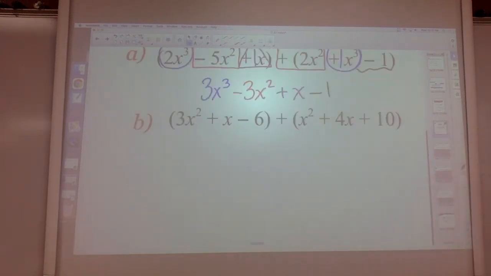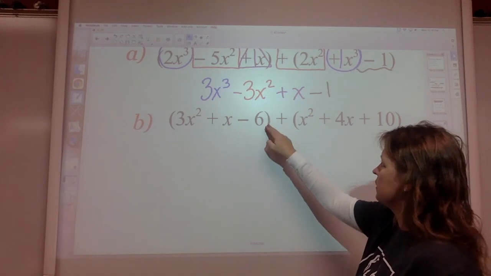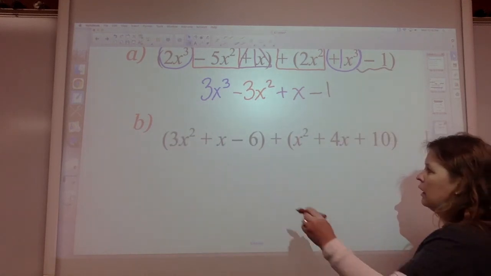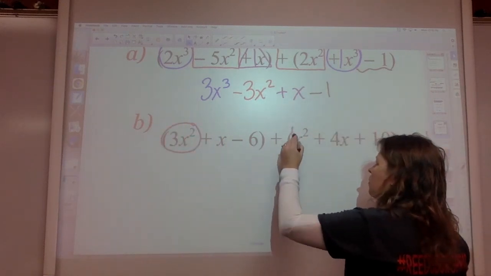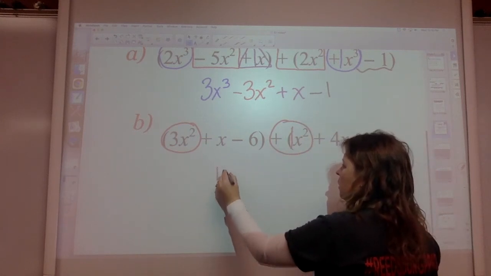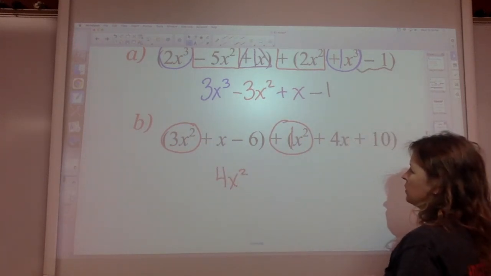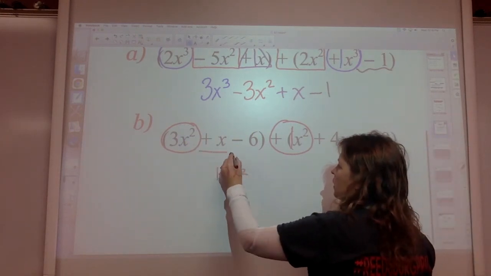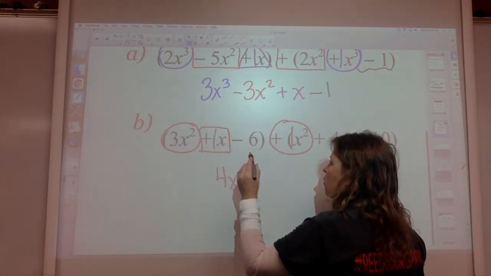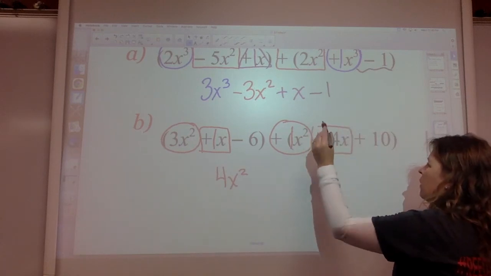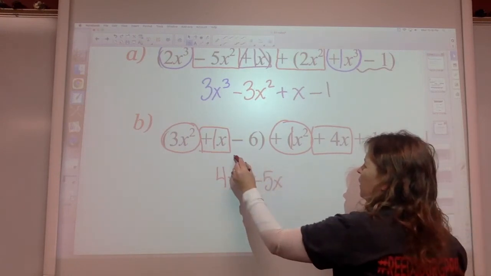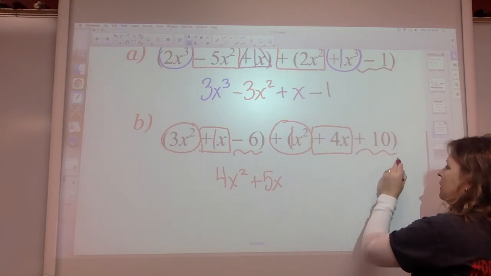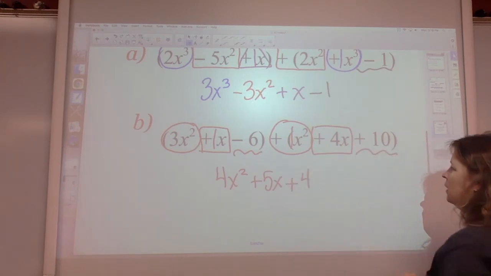All right, let's try it again. Pause it if you need to write this one down. Find the highest exponent. I'm going to move this down a little bit. Find the highest exponent. 2 is the highest out of all of them. I'm going to go 3x squared plus 1x squared, which is 4x squared. I'm not switching colors this time. I'm just switching shapes. Plus x, so we have a 1x and a 4x. 1 plus 4 is 5x. And we have a negative 6 and a positive 10. Negative 6 plus 10 is 4.